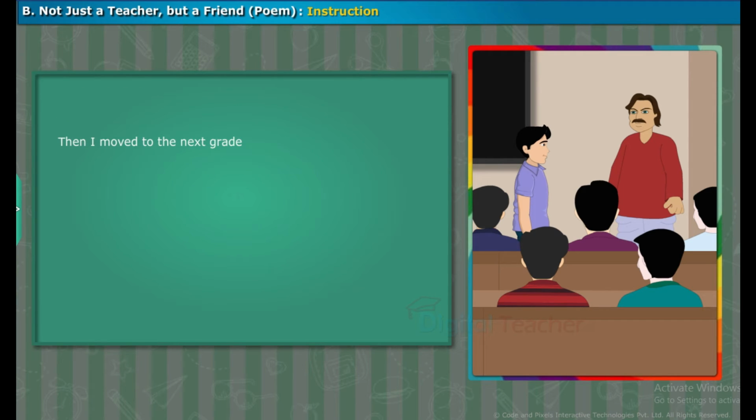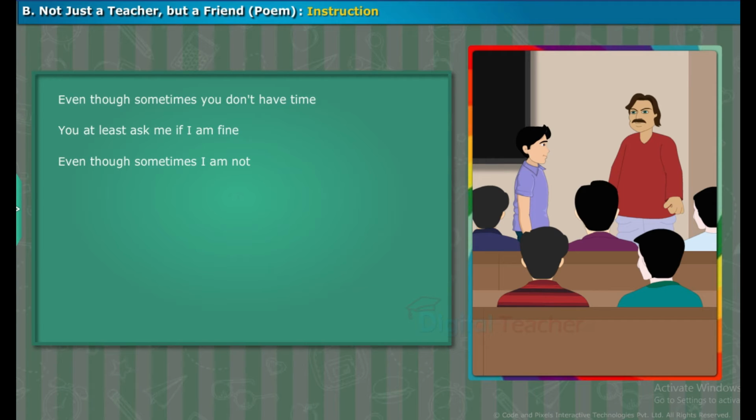Then I moved to the next grade. Boy, was I afraid that our trust would slowly fade. But I was wrong. We are still strong. Even though sometimes you don't have time, you at least ask me if I'm fine. Even though sometimes I am not, I feel like I've just been shot. I smile and say, yes, I'm all right. Then I walk away and you're out of sight.